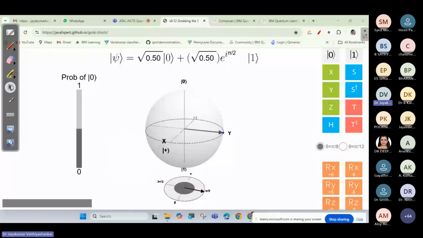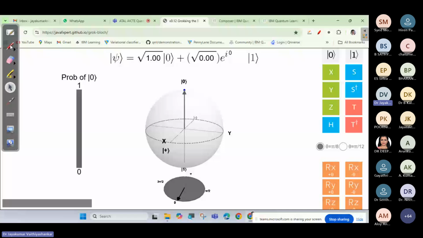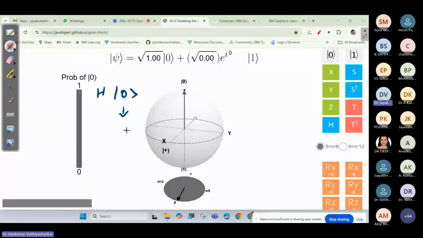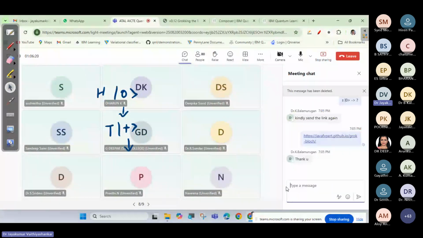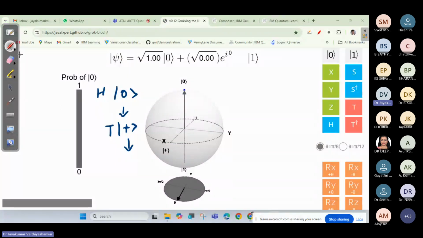Okay. So if you understand this, click state 0. What we are doing, we are applying Hadamard gate. It will come to the positive state. From the positive state, if you apply T gate, where will it go? So follow this instruction. Click state 0, click H gate. It will come to positive. From positive, if you apply T gate, what happens? It will go in between the positive state and the I state.